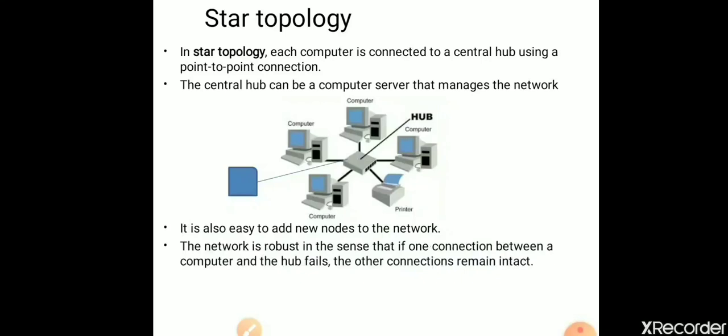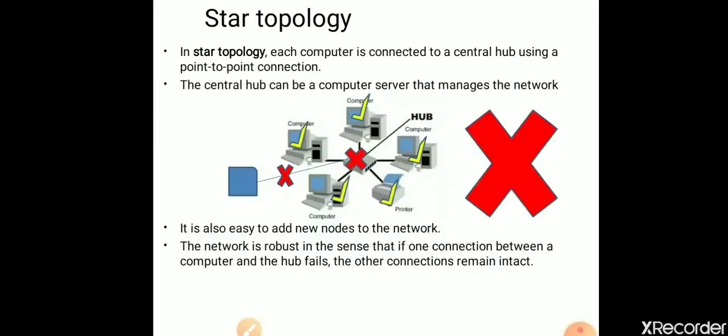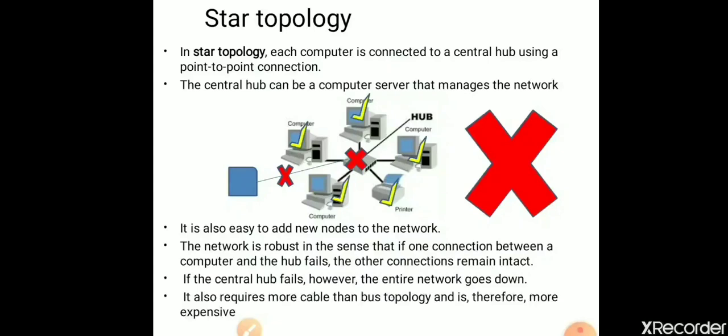And the network is very robust in the sense that if one connection between a computer and the hub fails, the other connections remain intact. But if the central node or the central hub fails, the entire network will go down. It also requires more cable than bus topology and is therefore very expensive.